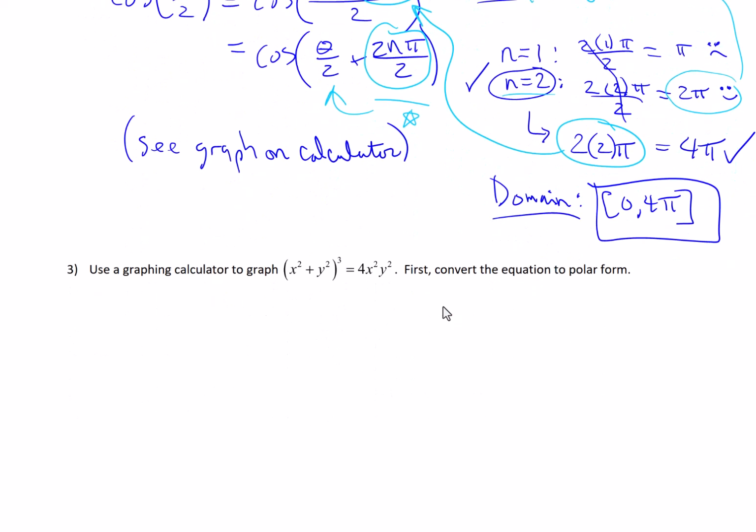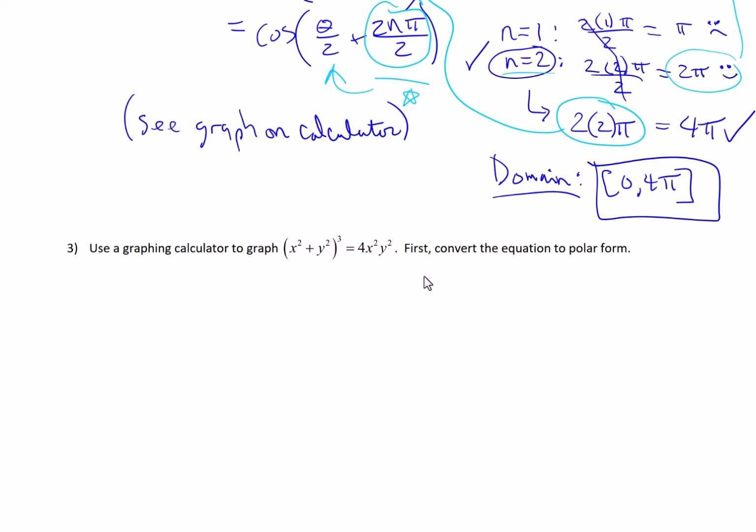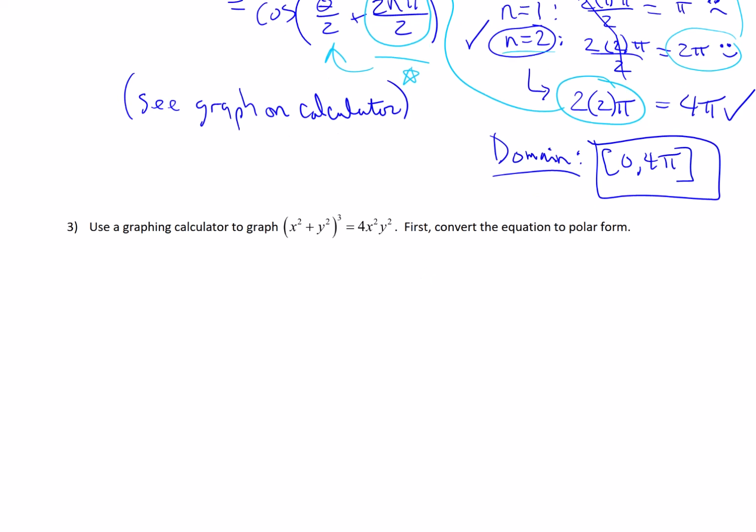All right, let's do another one. This time we're going to use a graphing calculator to graph the following equation. It's given as the left side has a set of parentheses containing x squared plus y squared, and those parentheses are raised to the power of 3. And then that on the left side equals, on the right side, 4x squared y squared.